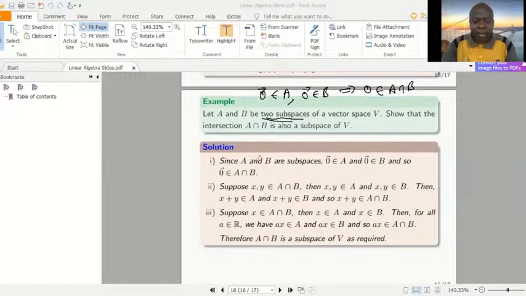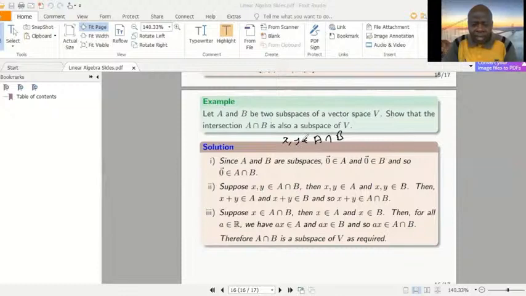So that is what I did here. That's what I did for the first part. Now let's come to the second part. I want to show that the sum is in the intersection. I choose any two vectors x and y in the intersection of A and B, and I want to show that their sum will also be in the intersection.